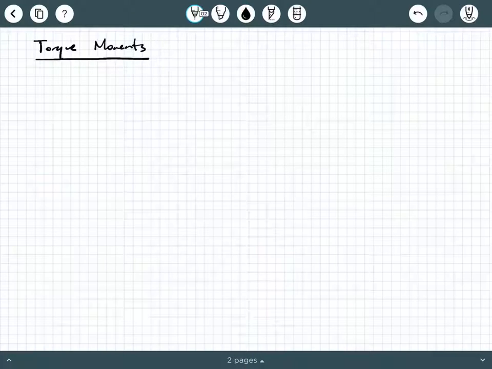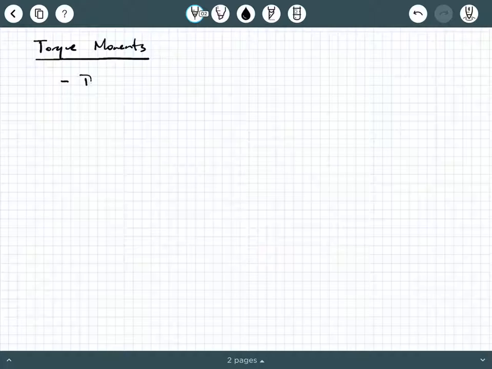In this video, we are going to be discussing what are known as torque moments. So if you remember, a moment is a tendency of rotation. A torque moment, more specifically, is a tendency of rotation of a member's cross-section.